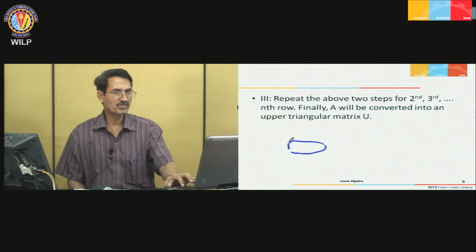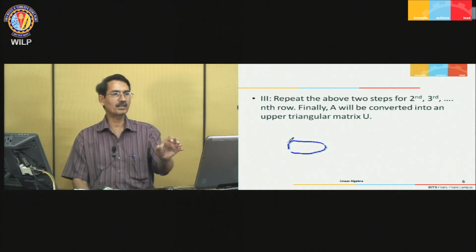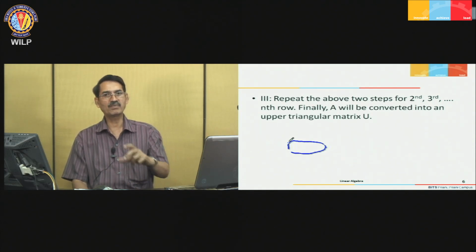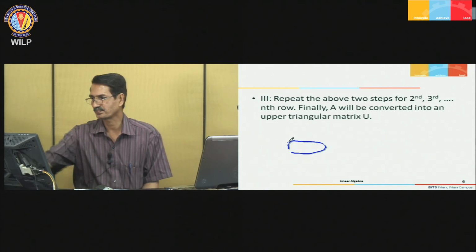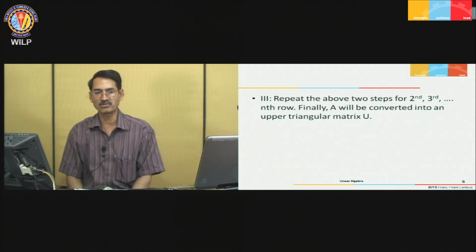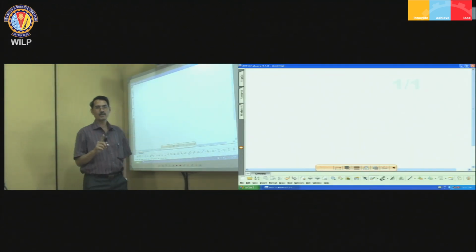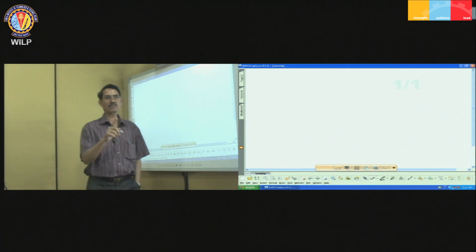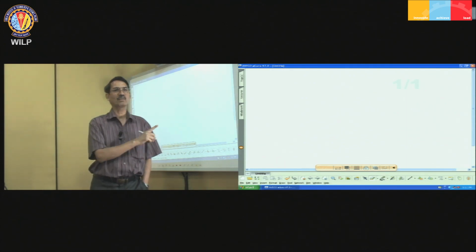And repeat these two steps for the second row, third row and nth row, and so on and so forth. We shall see that finally the matrix A will be converted into an upper triangular matrix. After that we shall use backward substitution. I shall go to the blackboard and explain how we are converting the matrix A into an upper triangular matrix. I believe that at this stage it may not be very clear unless we see it on the blackboard.